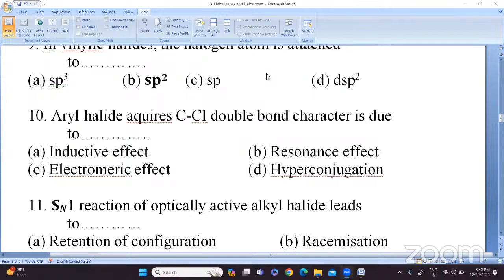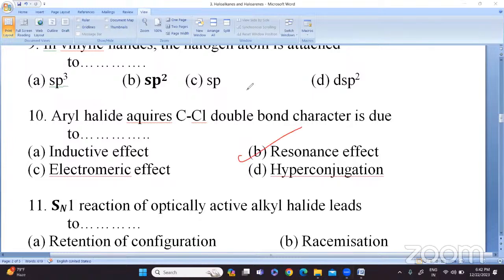The partial double bond character is due to resonance effect. Vedvati and all have answered it right. It is due to resonance effect.